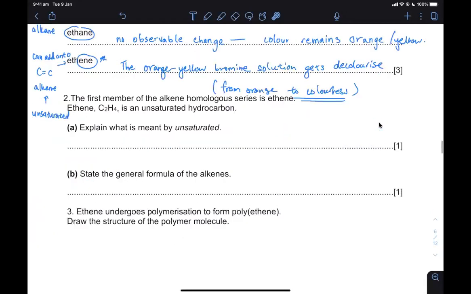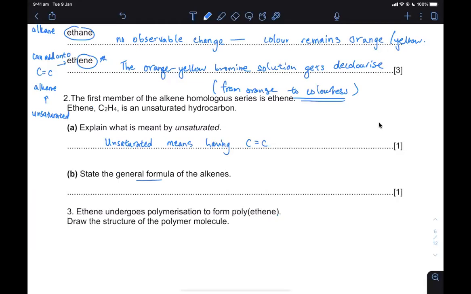What is meant by unsaturated? Unsaturated is a common question that comes up again and again. Unsaturated means having carbon-carbon multiple bonds. Saturated means carbon-carbon single bonds only.